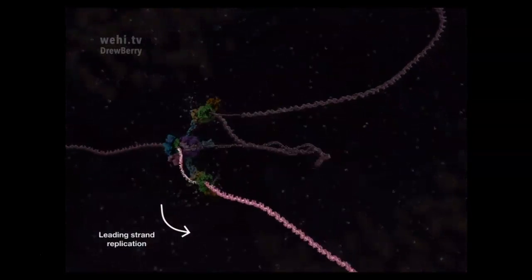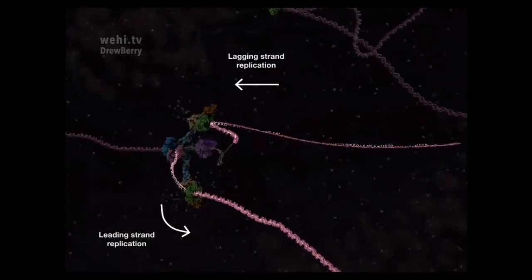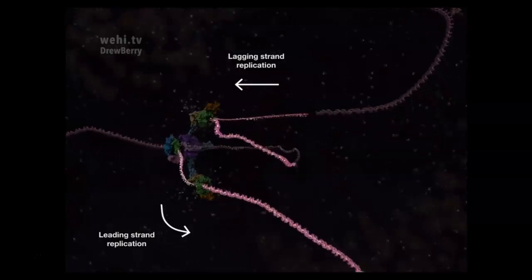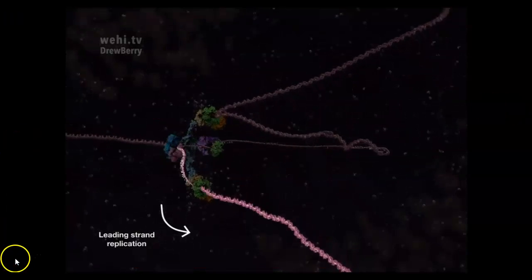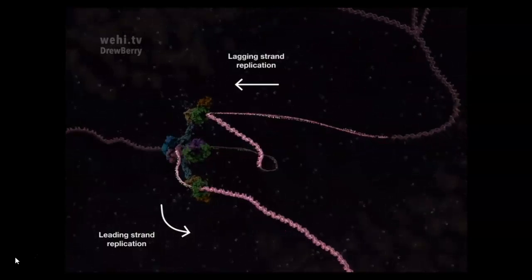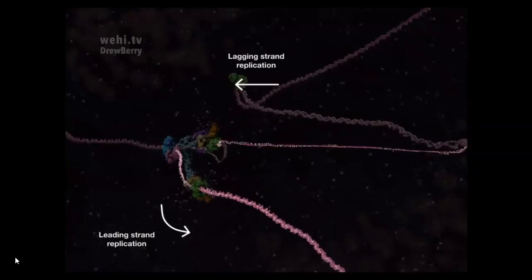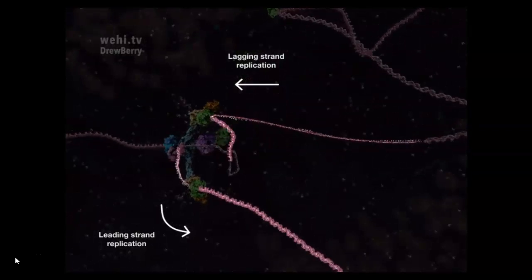The leading strand is copied continuously. The lagging strand runs in the opposite direction with a more complicated copying mechanism. It is drawn out repeatedly in loops and copied one section at a time. The end result is two new DNA molecules.